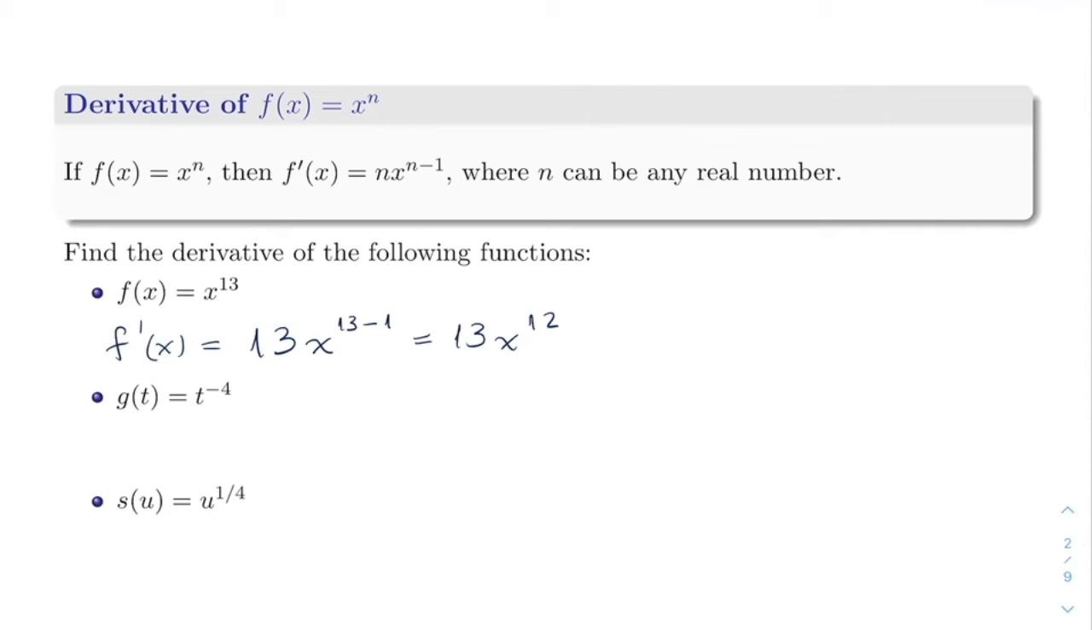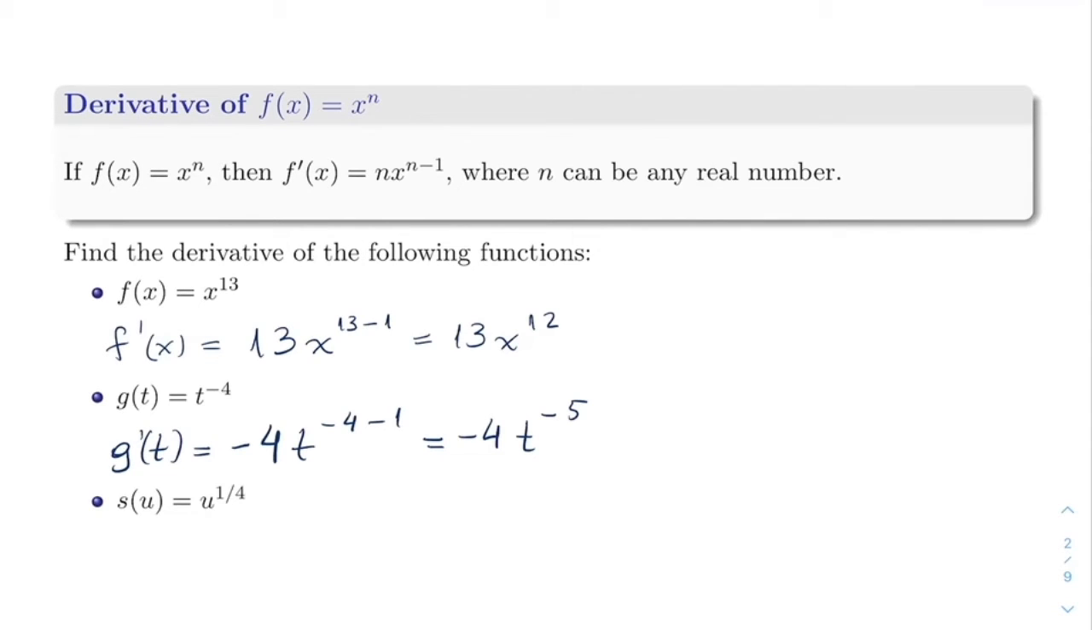The second example might seem a bit tricky because now n is a negative number, but the formula follows the same way. So we will get that the derivative is minus 4, that is our n, times t to the minus 4 minus 1. Then we put everything together and we get that this is minus 4t to the negative 5.